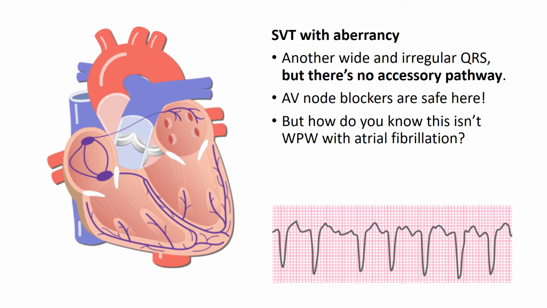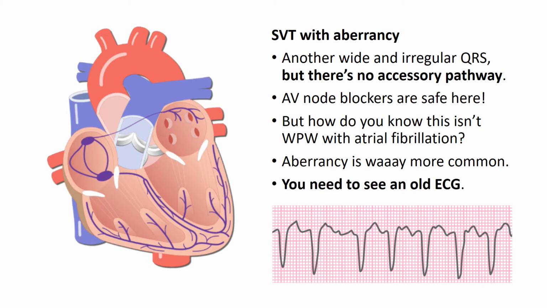But how do you know that this isn't Wolff-Parkinson-White with atrial fibrillation? Well, first of all, aberrancy is just way more common than an accessory pathway. You think about how many bundle branch blocks have you seen? Probably a ton. How many Wolff-Parkinson-White patients have you seen? Probably not a lot. The only way to really sort this out is either the patient knows that they have Wolff-Parkinson-White and they can tell you that, or you get an old ECG.